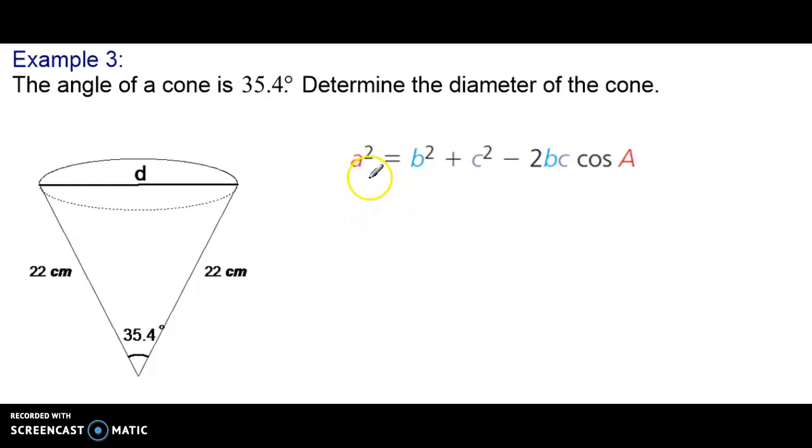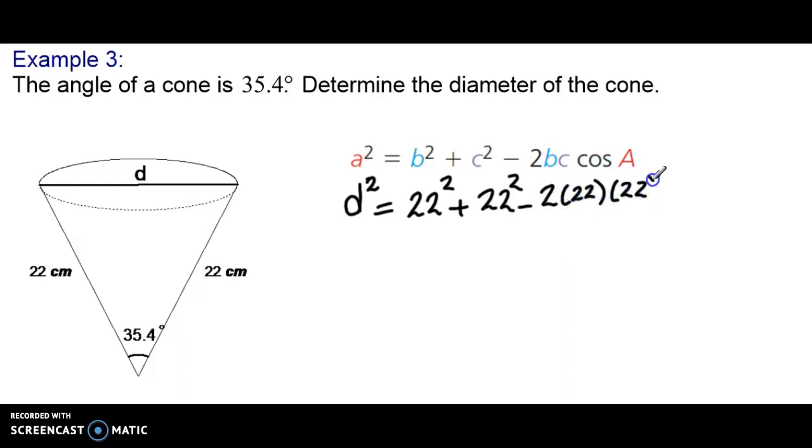We are going to start with our unknown side that we are determining, squared, is equal to one side given squared plus the other side that is given, subtract 2 times one side times the other side times the cosine of the contained angle. The contained angle between those sides in this case is 35.4 degrees.